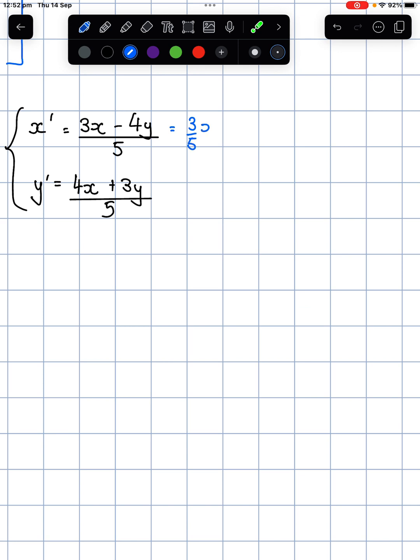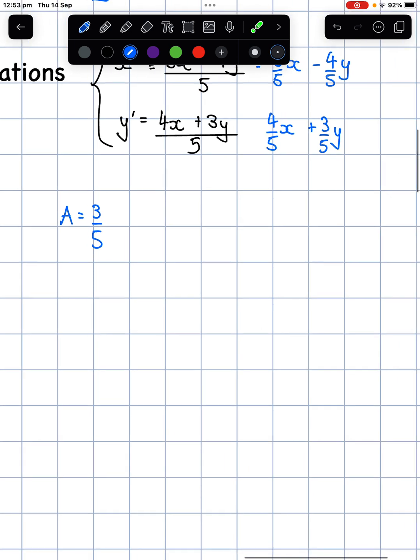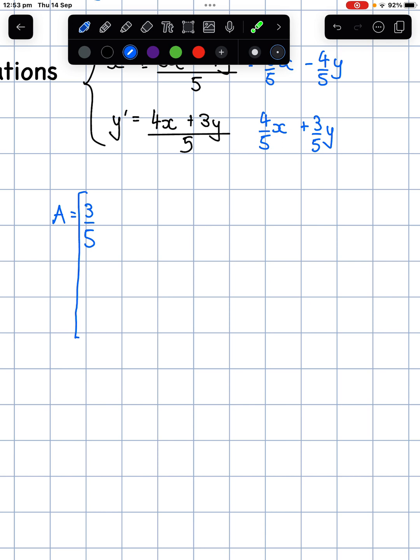3 on 5x minus 4 on 5y, and this one here is 4 on 5x plus 3 on 5y. And so this form makes it a lot easier because we're now looking at our matrix A here. A equals 3 on 5. Let me draw it up as a matrix. We've got 4 on 5 here, negative 4 on 5, and 3 on 5 here.